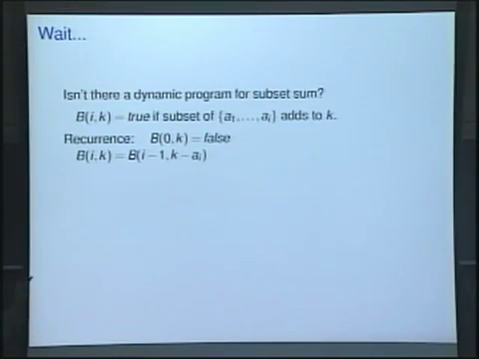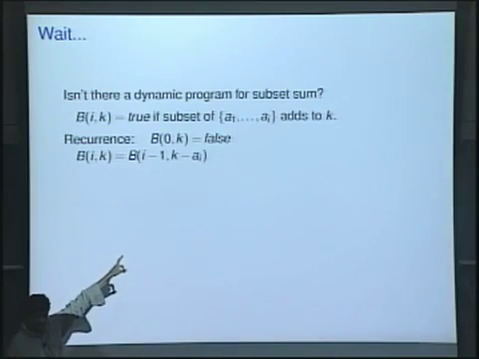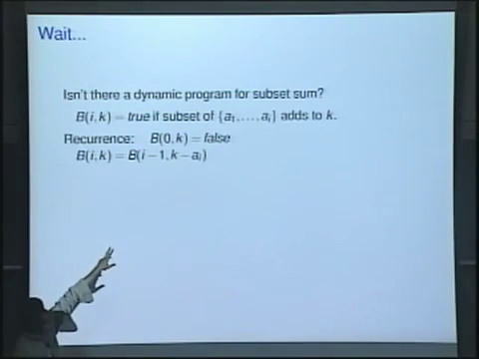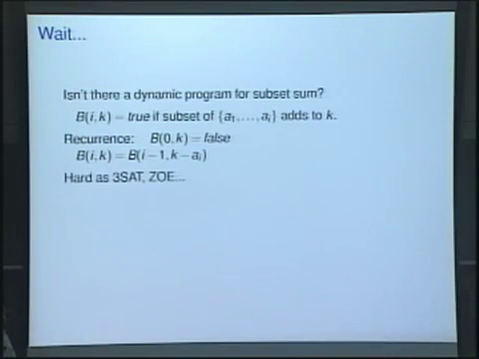Now, B(i, k) is basically true if with the first i minus 1 items, you can get a subset of them that adds up to k minus Ai. Because if you have a subset of them that adds up to k minus Ai, then you could add in Ai, and then you have a new solution. Okay, so this is the dynamic program. It's pretty fast, right?